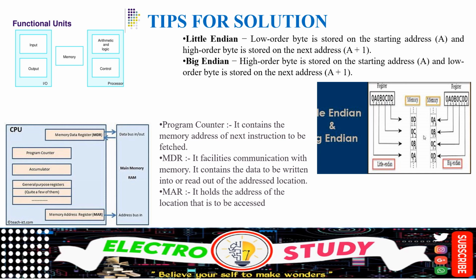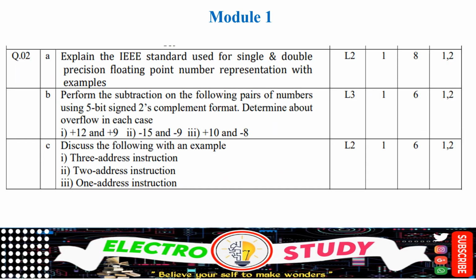MAR is nothing but it is going to keep the address of the location that we need to access, that is MAR. So you can list down a few, so that 5 marks, totally 10 marks it will cover. Moving on to the next part of the question, or choice.